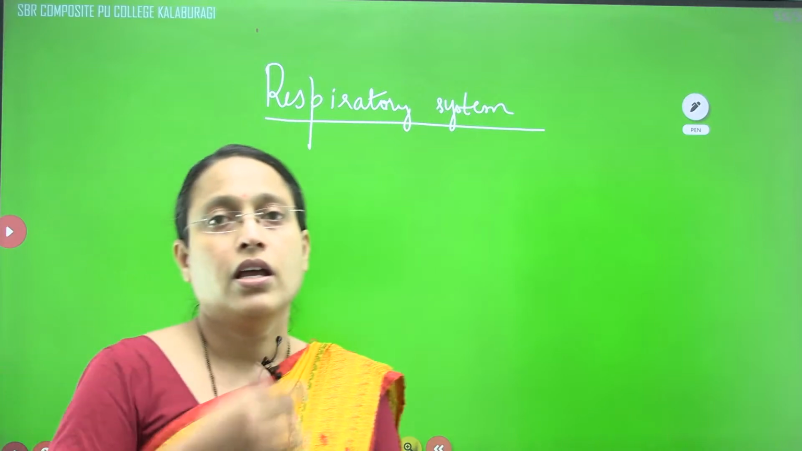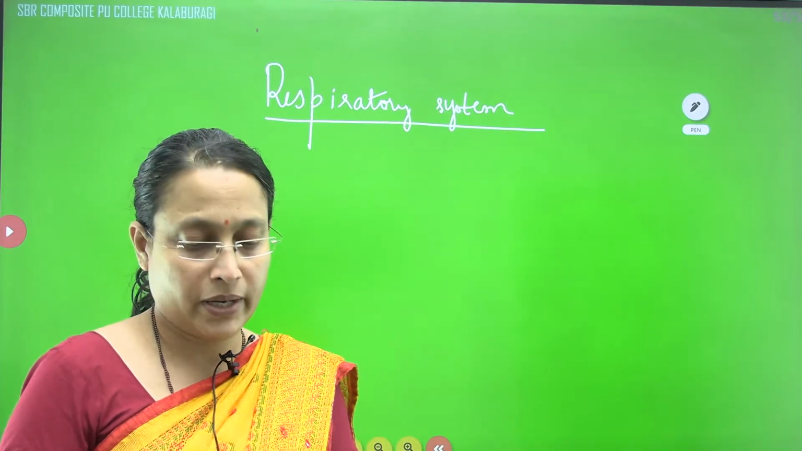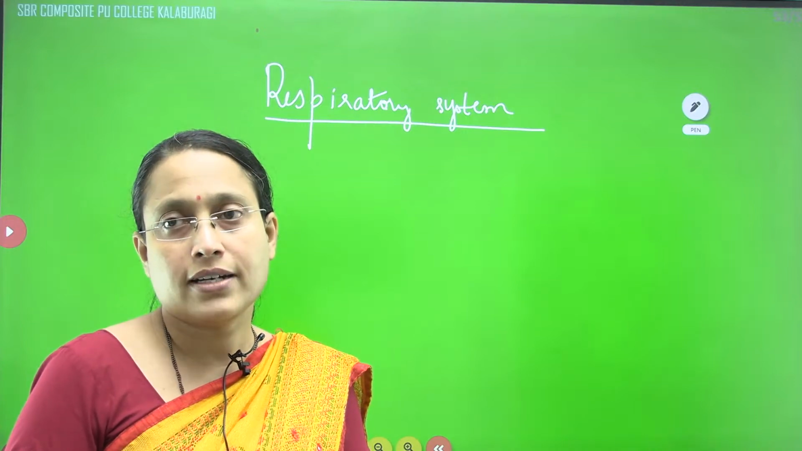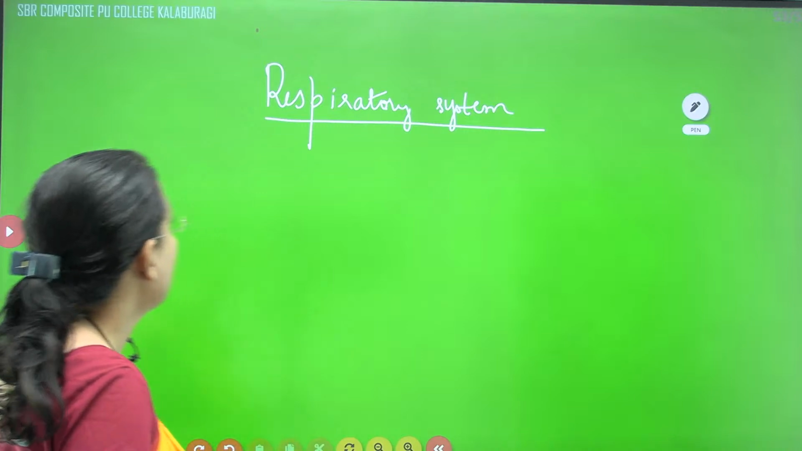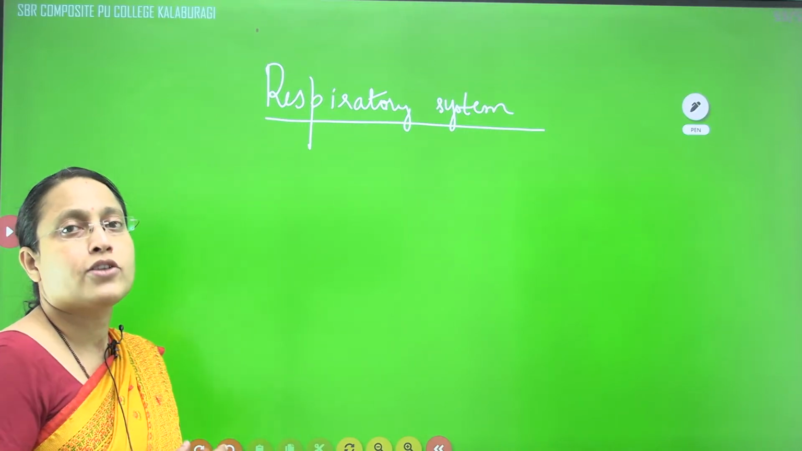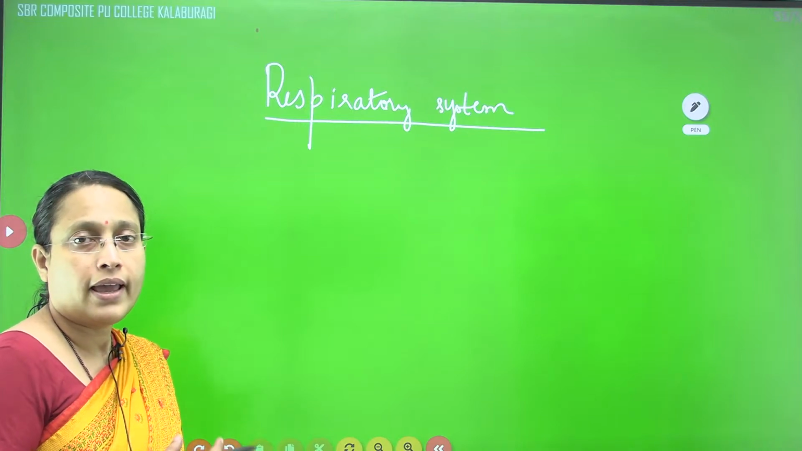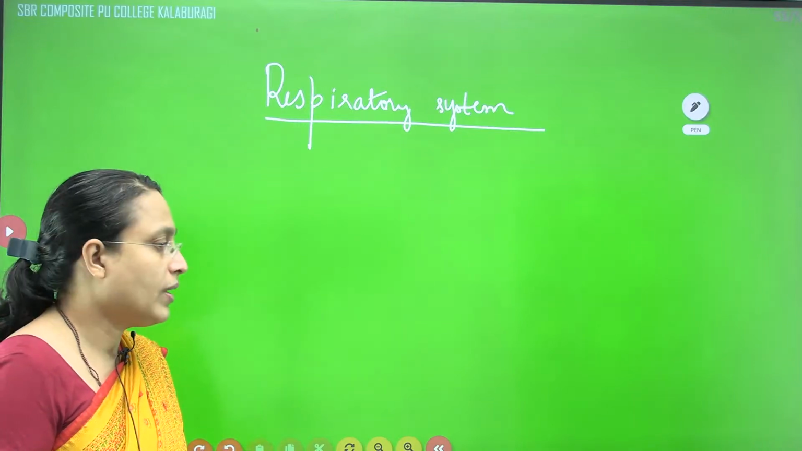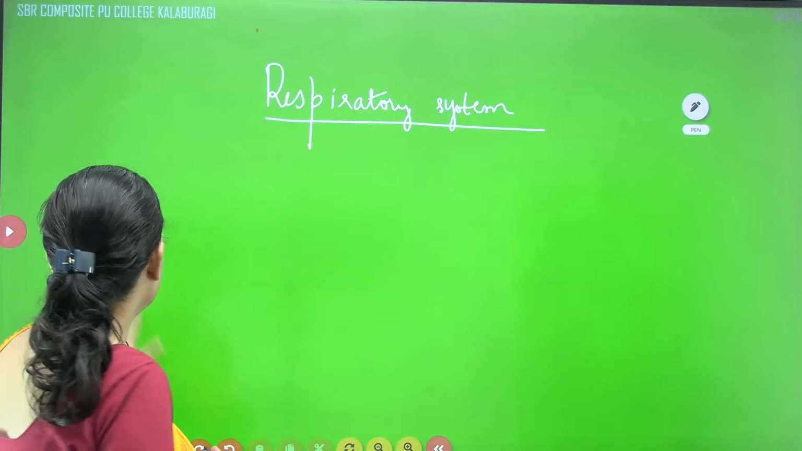Hello students. Today I'll be explaining about the respiratory system, circulatory system as well as nervous system of cockroach. Now the respiratory system of cockroach: what are its components and what is the mechanism? How does it consume the air and how does it release the foul air? All that related to the respiratory system you'll come to know now.